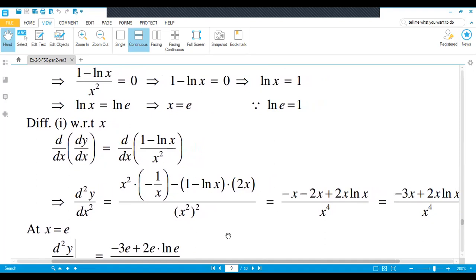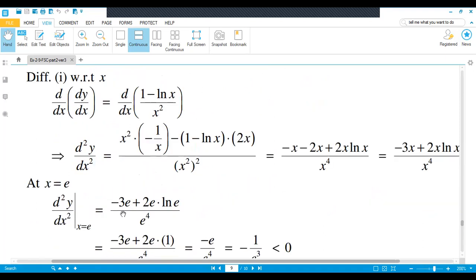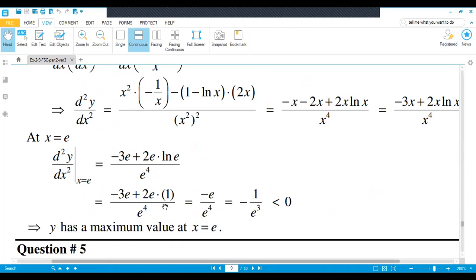divided by x power 4. Now we put in x is equal to e, wherever we find x in the given function we put e. So minus 3e plus 2e natural log of e over e power 4. So minus 3e as it is plus 2e as it is. Natural log of e is equal to 1. So minus 3e plus 2e is minus e. One e cancels with e power 4, three left. So minus 1 over e cube, a negative value which is less than 0.